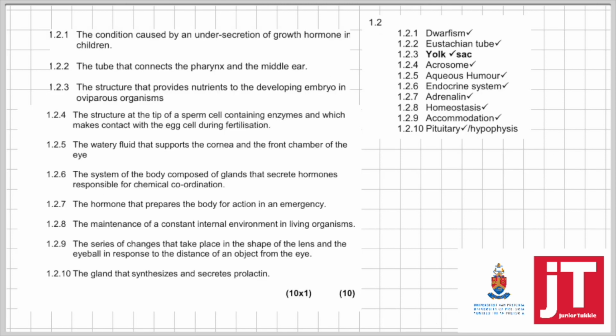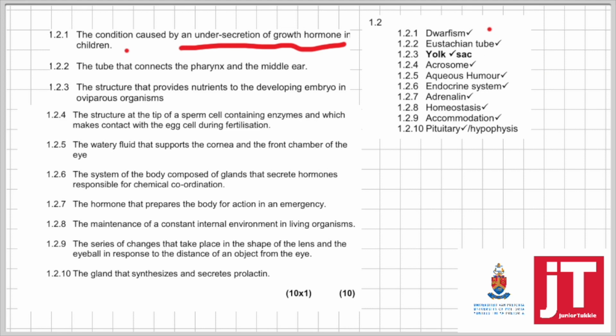Right. 1.1. We're looking at terminology, where they'd ask you to provide the correct term for the following definitions. The condition caused by an undersecretion of growth hormone in children. So what's our key word here? Undersecretion of growth hormone. So what's the condition called? That, of course, we know is dwarfism.